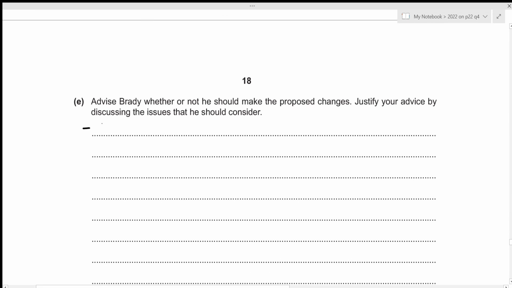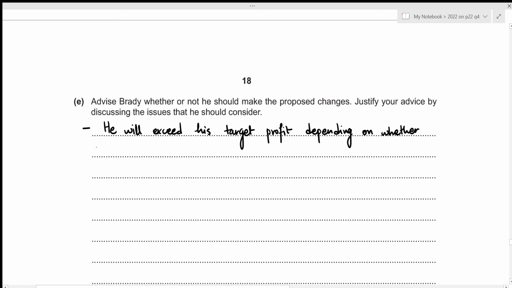Let's write it down. He will exceed his target profit depending on whether his customers are willing to pay the increased price.